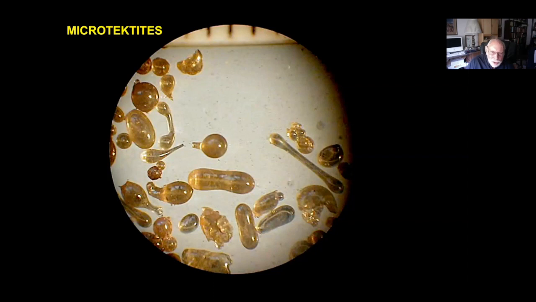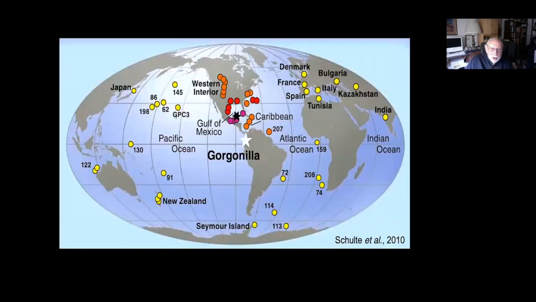They're droplets of rock that had been molten or even in a plasma state and then fused. And they occur all over the world. You find these everywhere. So this was a worldwide phenomenon. So while the impact was in the Gulf of Mexico, this was a way of impacting the entire globe.